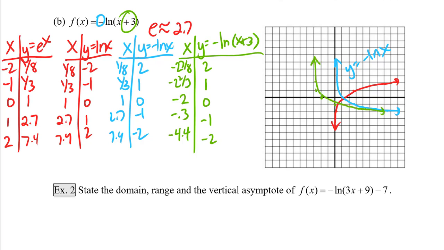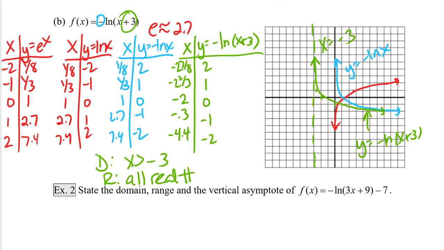And here's our final graph. Y equals the negative natural log of x plus 3. Notice that our vertical asymptote has now moved to the line x equals -3. So that means that our domain is x has to be greater than -3, but our range is still all real numbers.